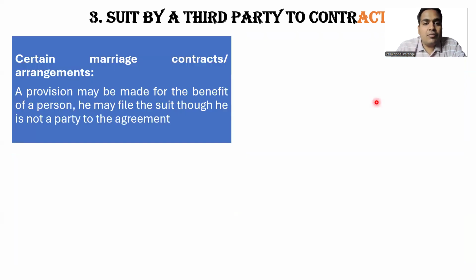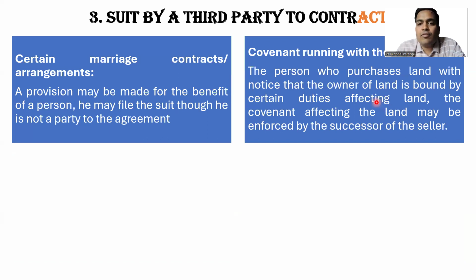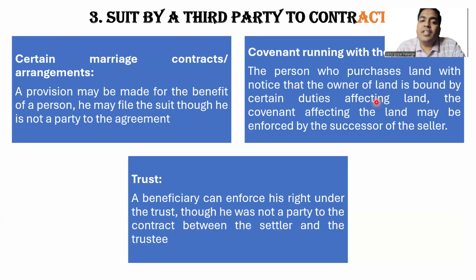Certain marriage contracts, we have seen, involve the husband and the husband's father-in-law for the sake of Mrs. H. Covenant running with the land, we discussed, for 2 acres of land between seller and buyer: the successor has to abide by the conditions. The covenant is nothing but conditions. Last, we have the trust. The beneficiary has the right to go to court of law for justice. So this is where a third party, a stranger to a contract, can go and sue. In other cases, it is absolutely no.